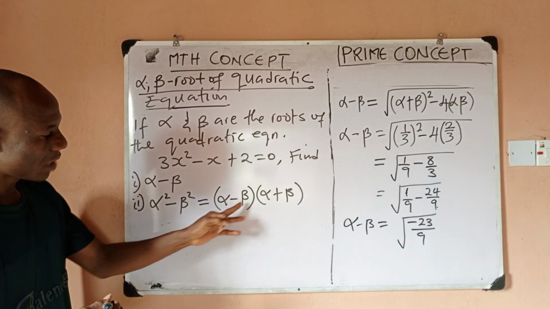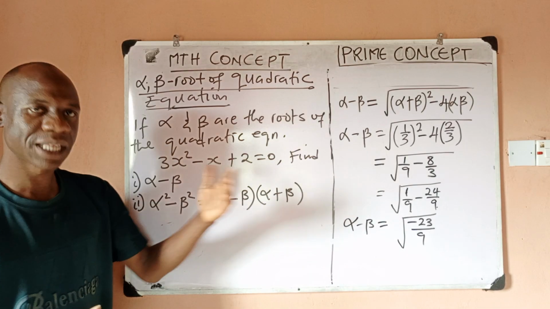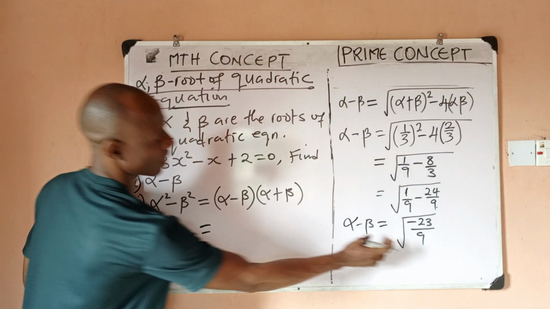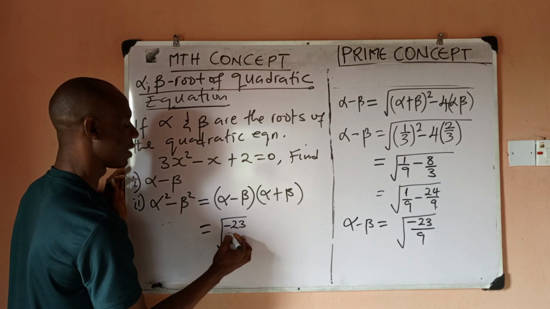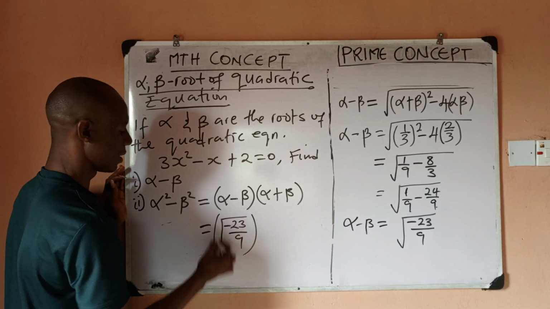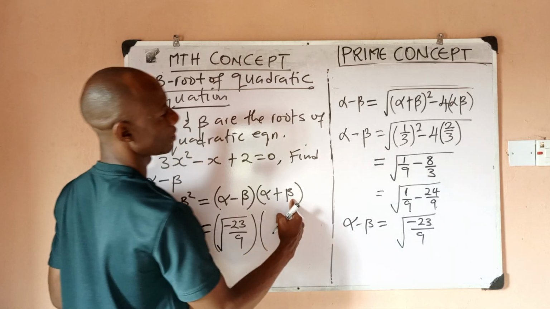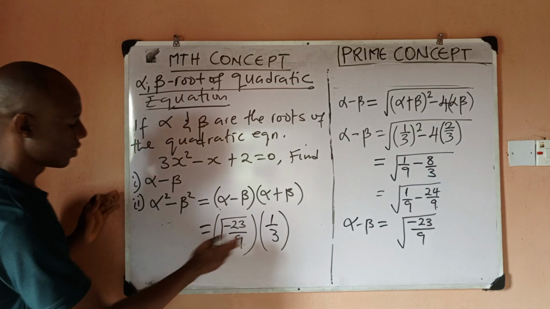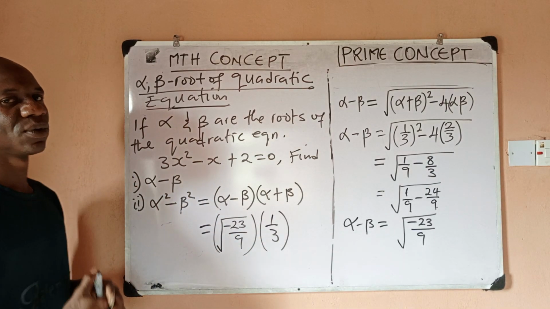And do we know alpha minus beta? Yes, we have gotten it. Do we know alpha plus beta? Yes, we've gotten it. So I would simply say alpha minus beta, which we just got, is the square root of minus 23 divided by 9. This is alpha minus beta times alpha plus beta. We got it to be 1 by 3. So this product is actually what we are looking for. So you can see how simple it is.